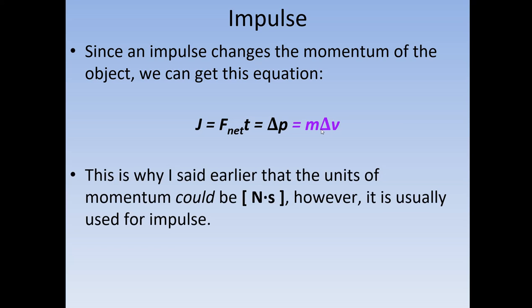One of the reasons I mentioned before that momentum is sometimes measured in newton seconds is that J being equal to F net t would have the units newton seconds, because it's a force times time. And because impulse is related to the change in momentum, they can share those units. If you want to keep kilogram meters per second and newton seconds for momentum and impulse respectively, that's fine. I'm just mentioning that on the regents, they're going to flip-flop according to what they're referring to.